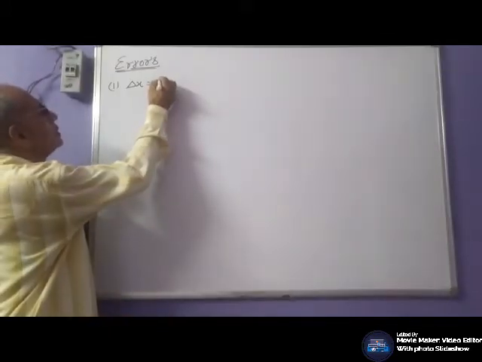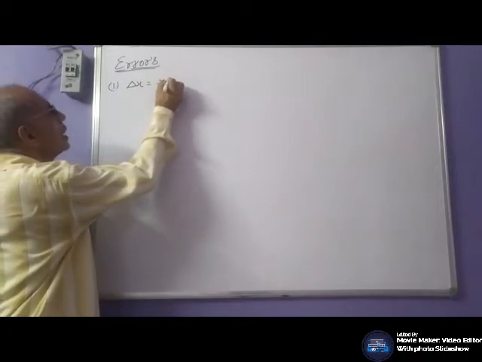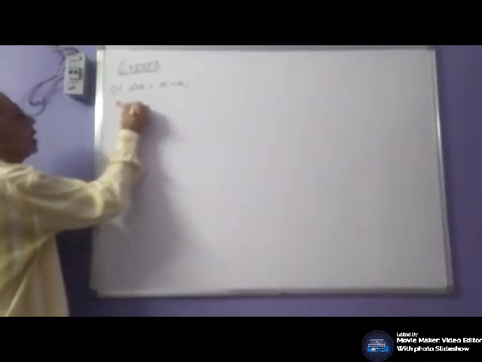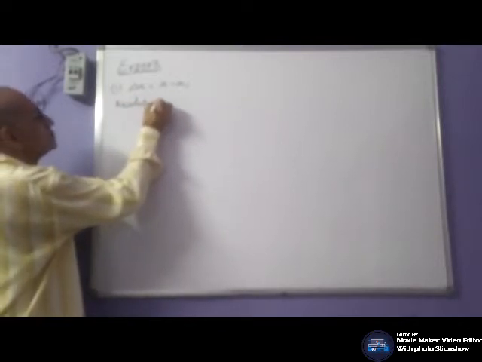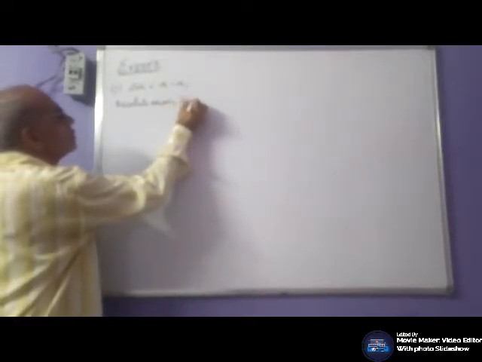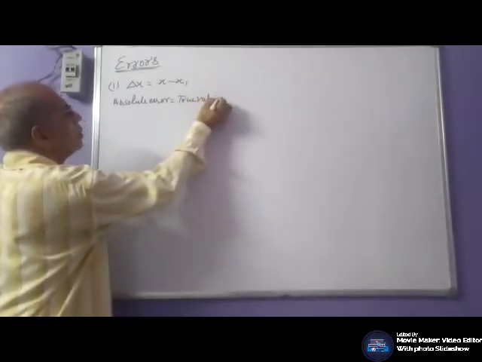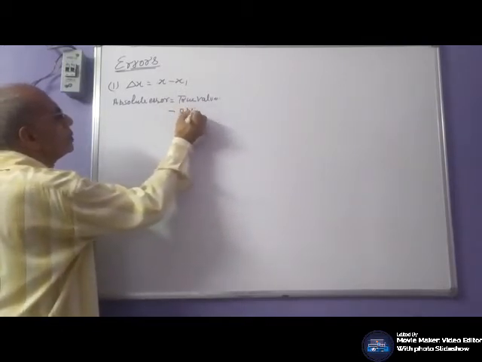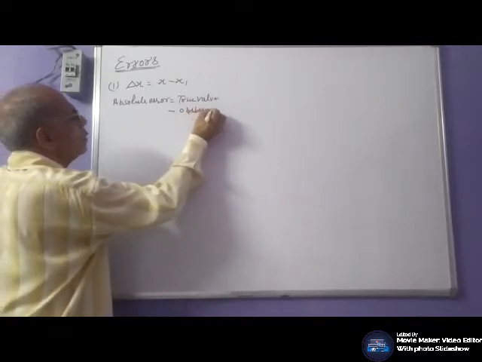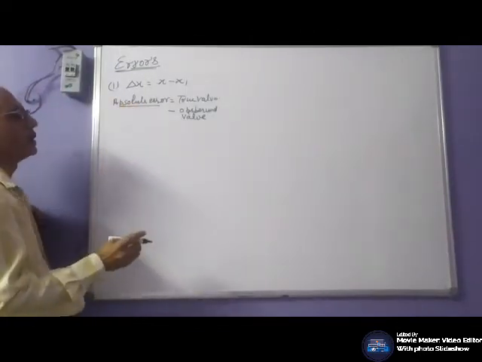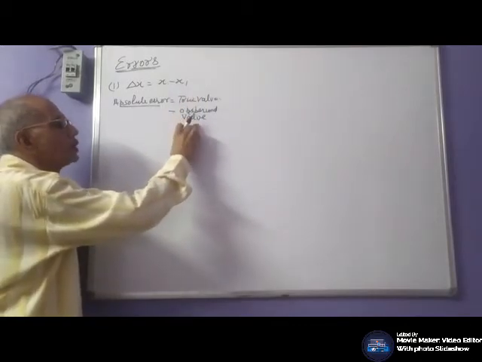Delta x is x minus x1, the absolute error. Here x is the true value minus the observed value. This is absolute error: the difference between the true value and the observed value.